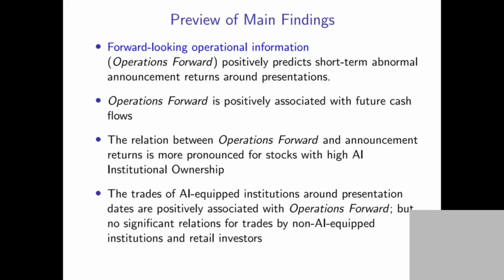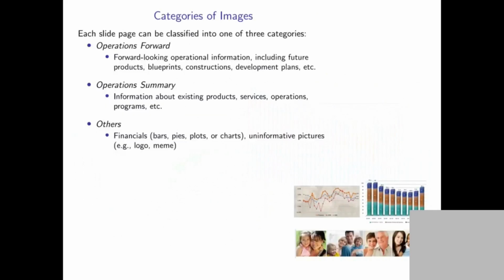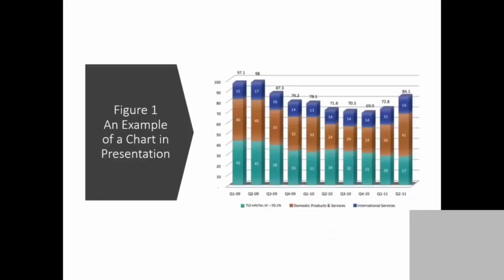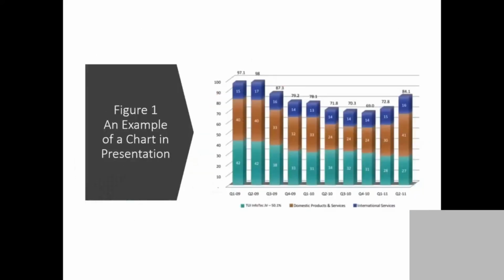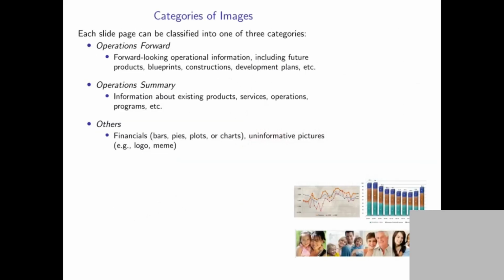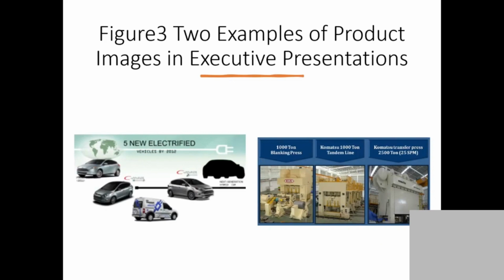So what do I mean? What I mean is if managers talk a lot about these kind of images, like these images or these images, when a company talks about a lot of these images, the price goes up, boom, boom, boom. And the future cash flow goes up, boom, boom, boom. But however, if the company talks about the financial charts, or pictures with a lot of smiling employees, the price no change. And also, if the company is talking about existing operations like this, it also, price no change.